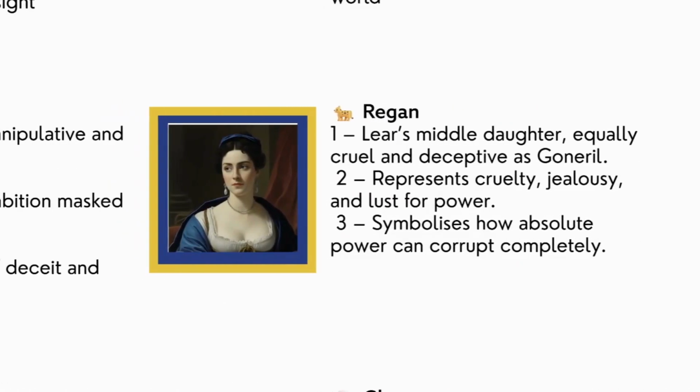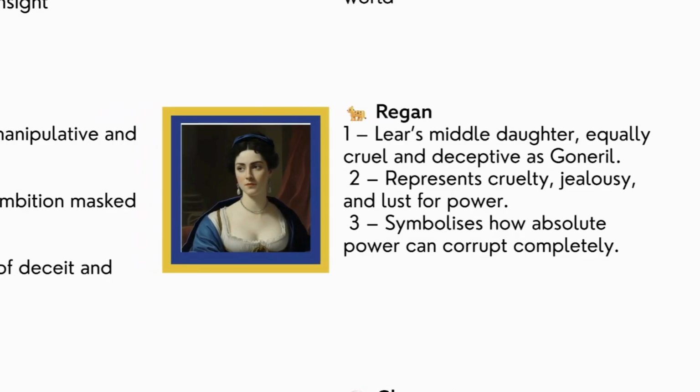Okay, then we have another daughter, Regan. So Regan is Lear's middle daughter. So equally cruel and deceptive as Goneril. And she represents cruelty, jealousy, the lust for power, very similar, and symbolises how absolute power can corrupt absolutely, as the phrase goes. So the naked lust for power filters through Regan as well.